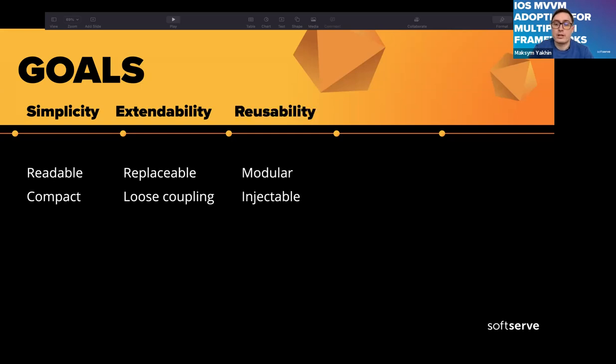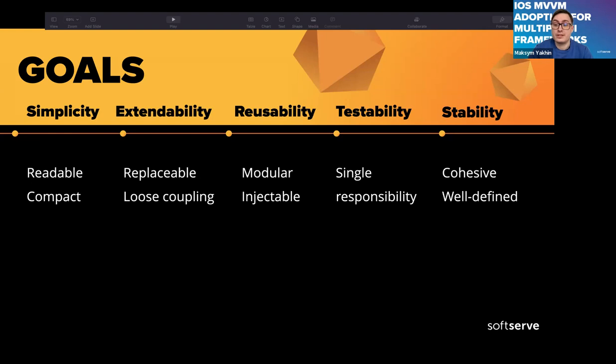Another great goal would be reusability. That is kind of obvious. We should be able to reuse the components in a modular way. And also we should be able to inject them across the app whenever they are needed. It is also important to have injectability for testability, especially if we want to test the objects in isolation that follow the single responsibility rule.